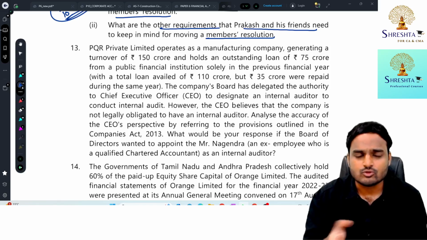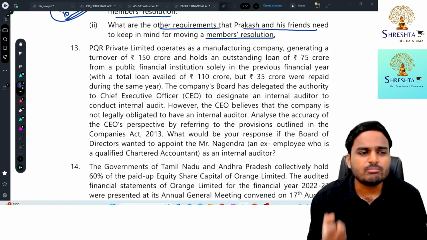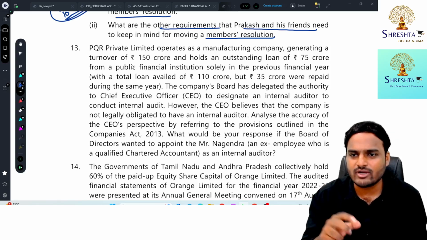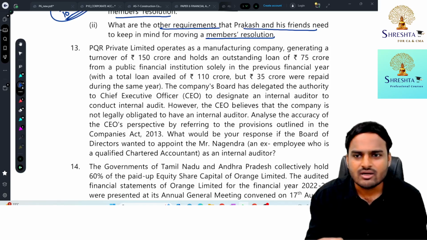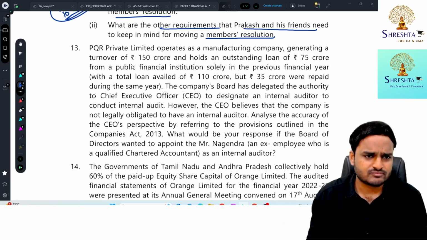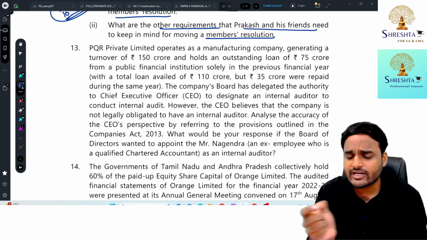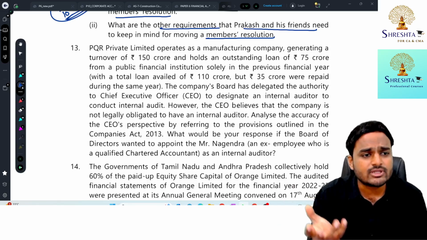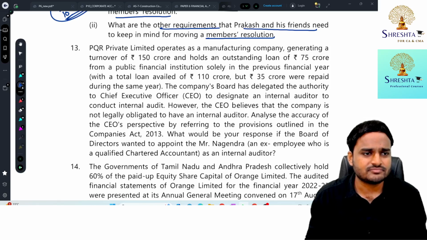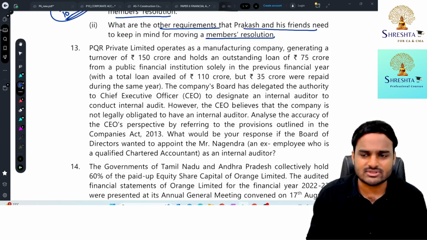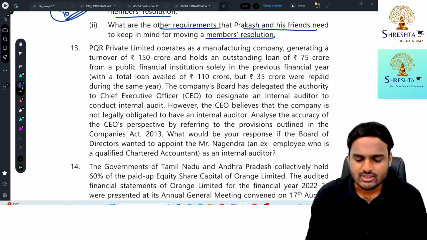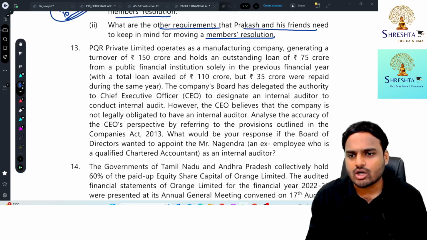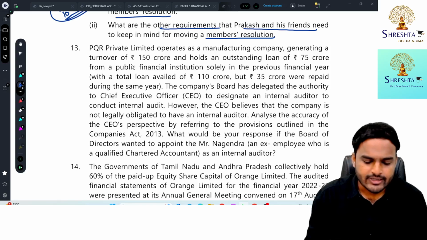Understood? So what I'm telling you is, don't mug up the provision. Understand the provision. Why? Questions get asked on any part of the provision. And if you forget that part of the provision, you'll end up writing wrong answers. And it will cost you the attempt. Clear? So that's what I'm telling you. Understand the concept.